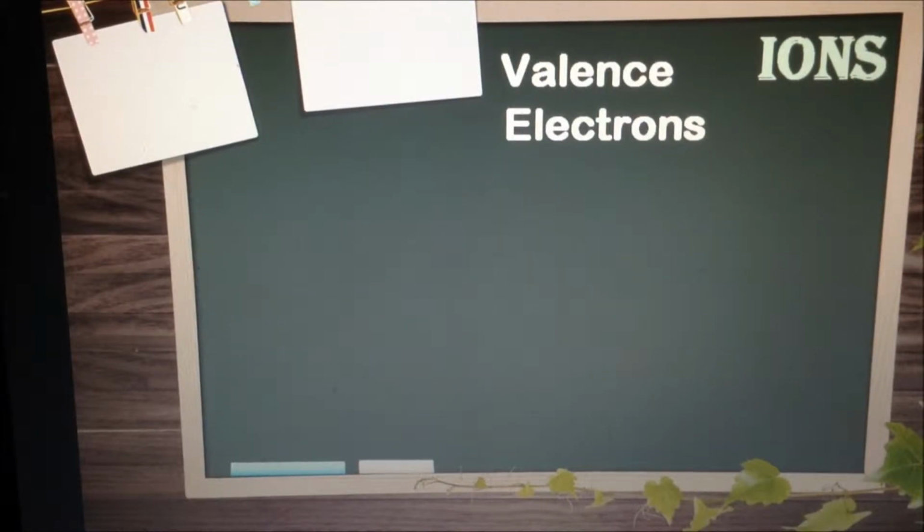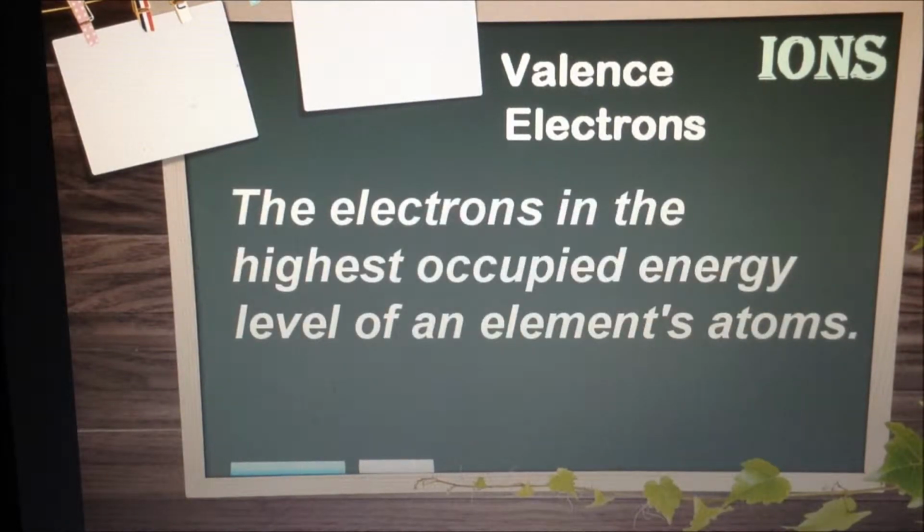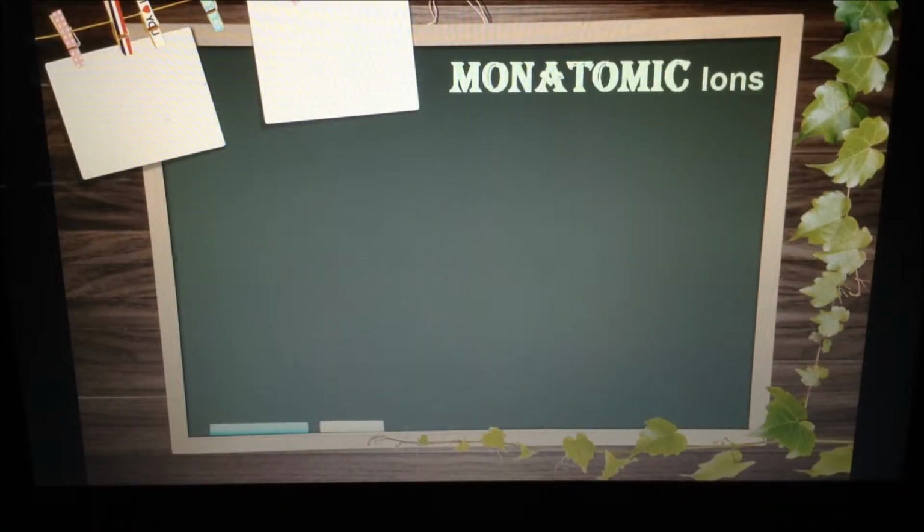Before we talk about monoatomic ions, I want to have a review of ions. So, what are valence electrons? They are the electrons in the highest occupied energy level. So, let's talk about monoatomic ions.